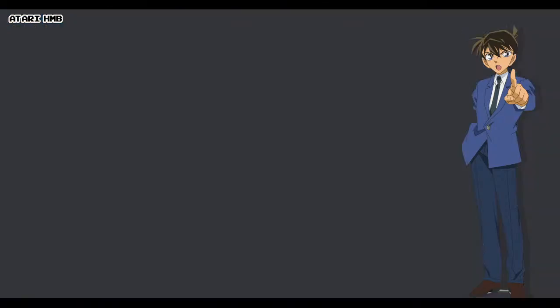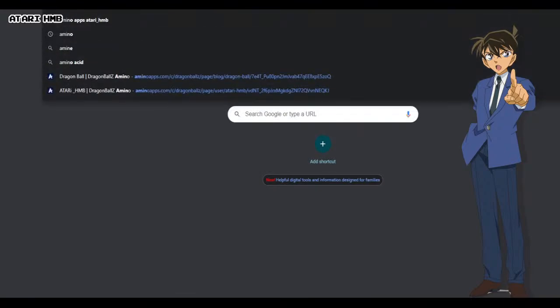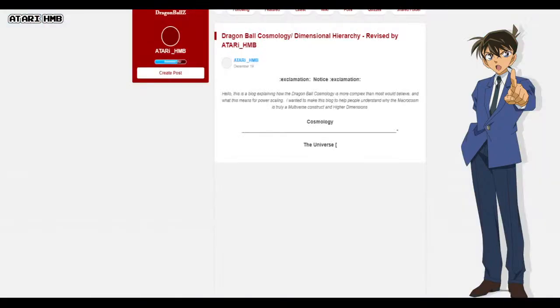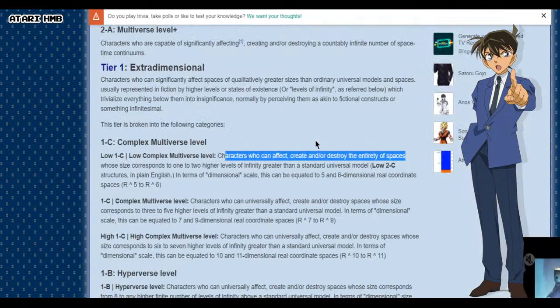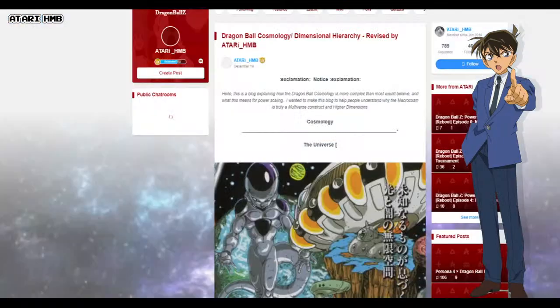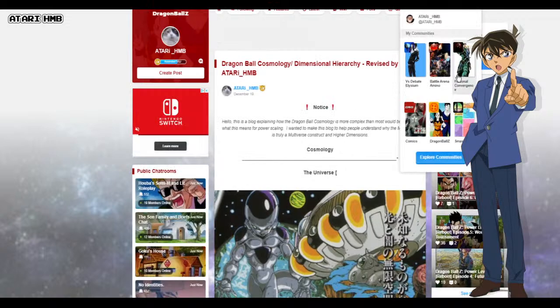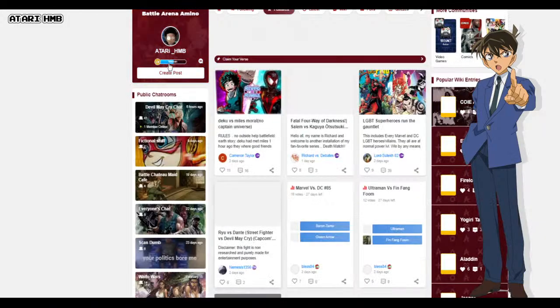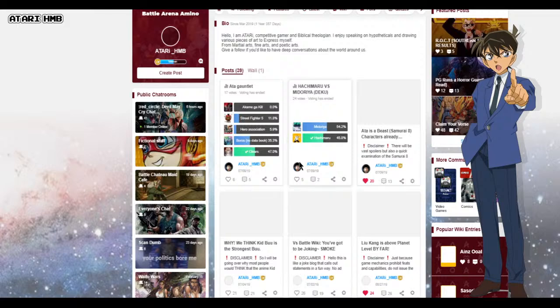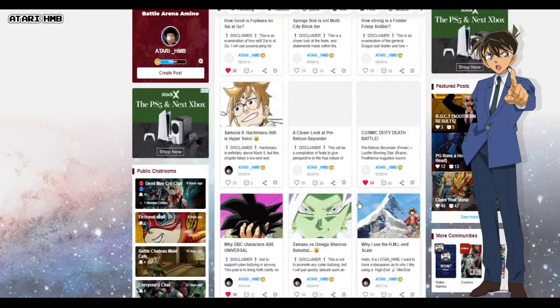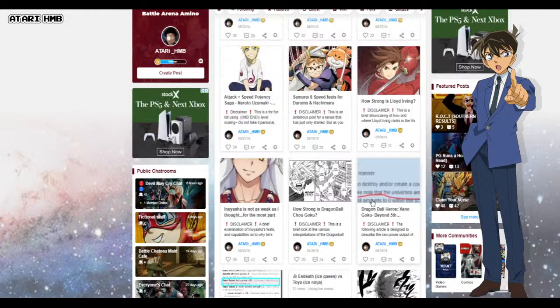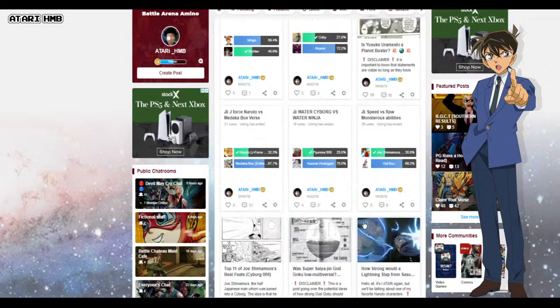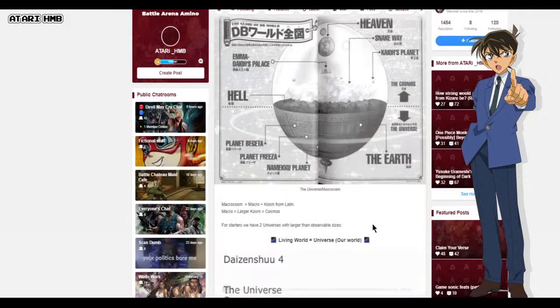Let's go into Atari's Amino app. Let's see what the Versus Battle Wiki put back in the day. They removed this, by the way. They don't have it anymore, but they used to have it. And I'm going to show you what they used to put. Let's go to our old battle arenas. Let's look at our old stuff we got here. Let's go to Super Saiyan God, low multiversal.